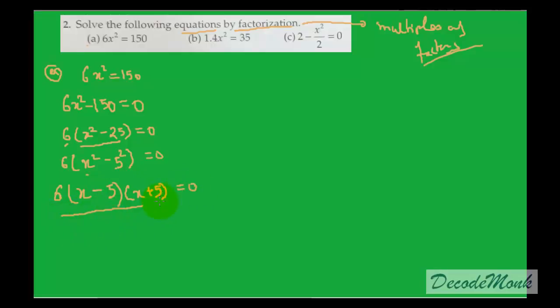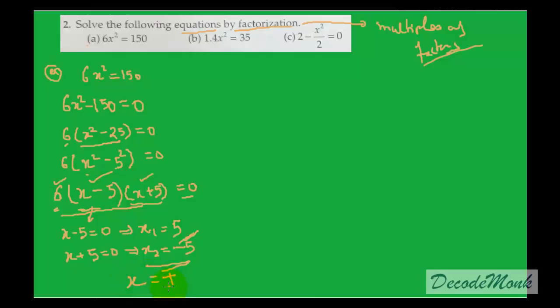Now this whole equation will be equal to 0 if any of the factors is equal to 0. Now 6 is a constant, so it cannot be equal to 0. So either x minus 5 has to be 0 or x plus 5 has to be 0. So x minus 5 equals 0 will give you x1 equals 5, and taking x plus 5 equal to 0 will give you x2 equal to minus 5. So there are two solutions to this equation, 5 and minus 5.